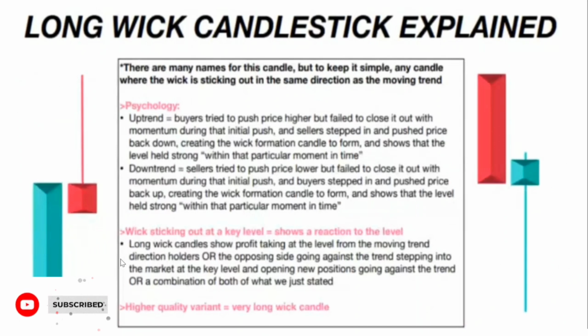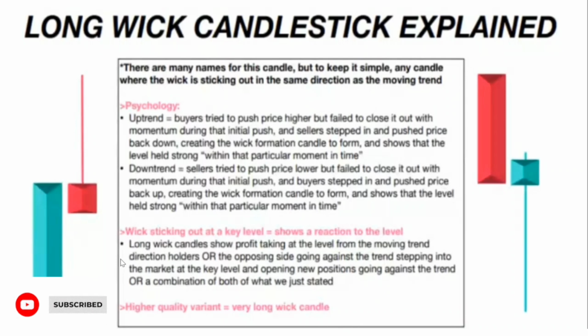Now the psychology. In an uptrend, the buyers try to push price higher but fail to close it out with momentum during that push, and sellers step in and push the price back down, creating the weak candle formation and showing that the level held strong within that particular moment in time. So that's for the uptrend.